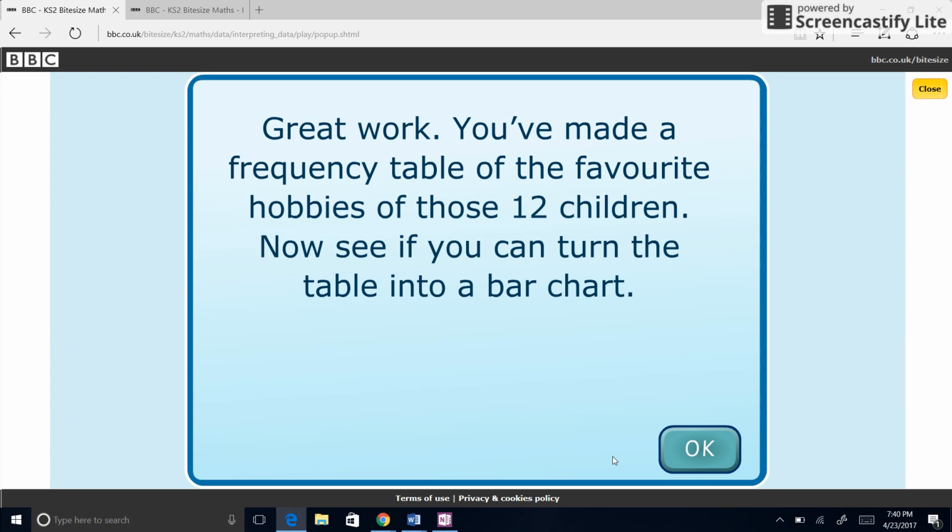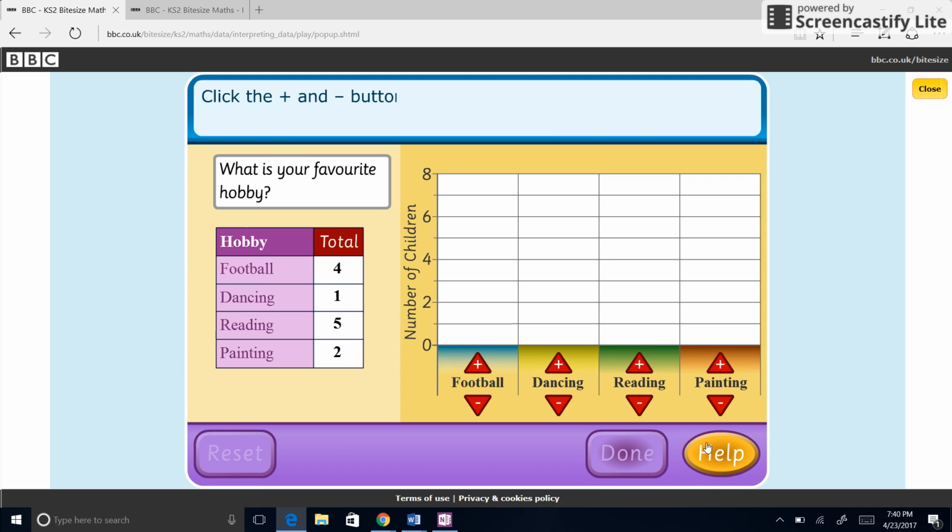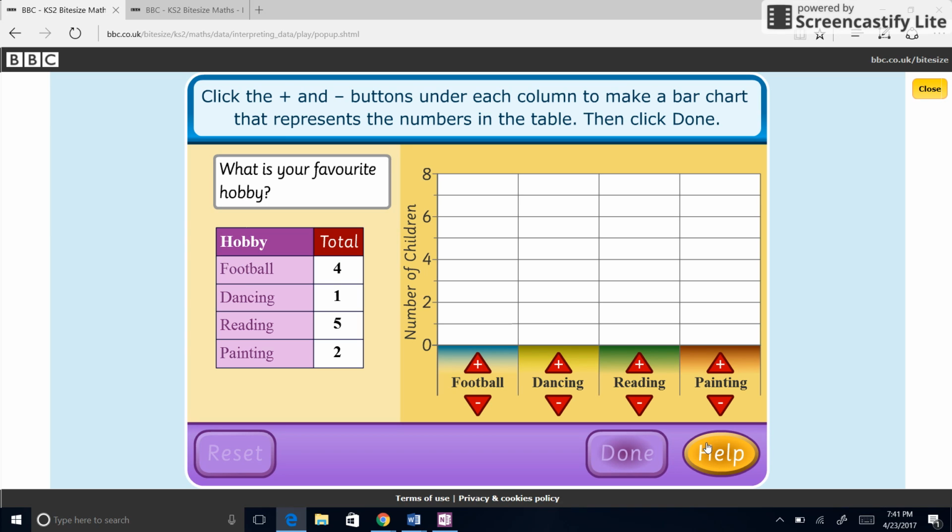Now that we've collected the favorite hobbies of the 12 children, we're going to see if we could turn it into a bar chart, also known as a bar graph. This is one way for us to look at the information that we interpreted, which is our frequency table here, and turn it into a way to display the information that we collected.